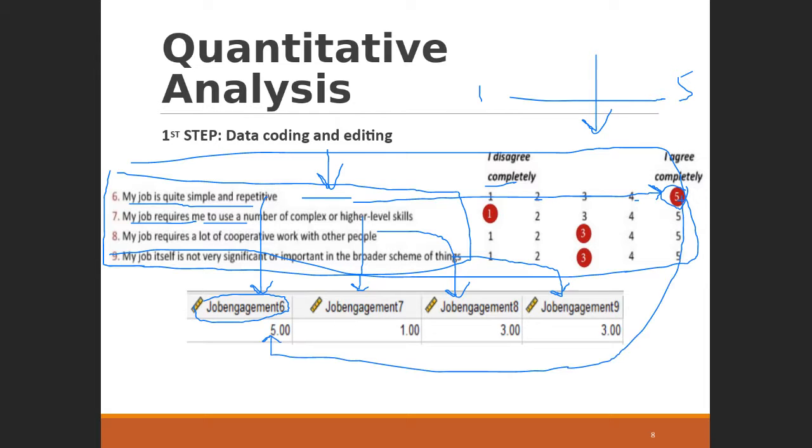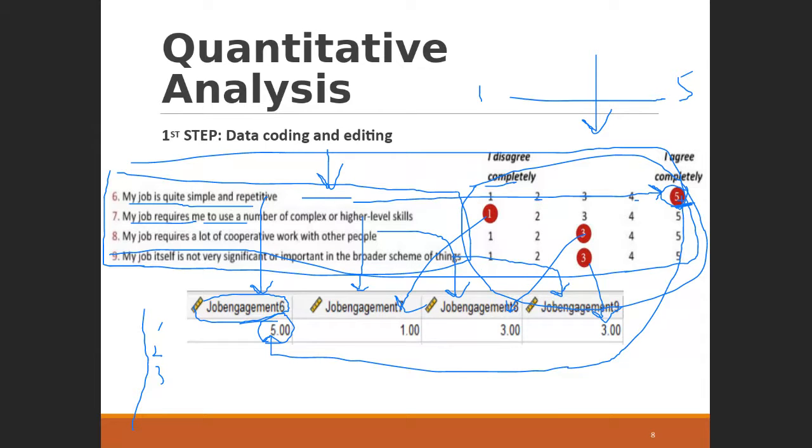Similarly, for other questions, we have entered their respective codes, right? So this is coding. First, you transform the questions to their codes, and then you transform the responses to their codes. And each code is placed in the category where it is supposed to be placed. So like job engagement 6 is answered as 5 because your respondent is agreeing. So this is the first respondent. This is the second respondent. Then we will have a complete list of our respondents according to their number.